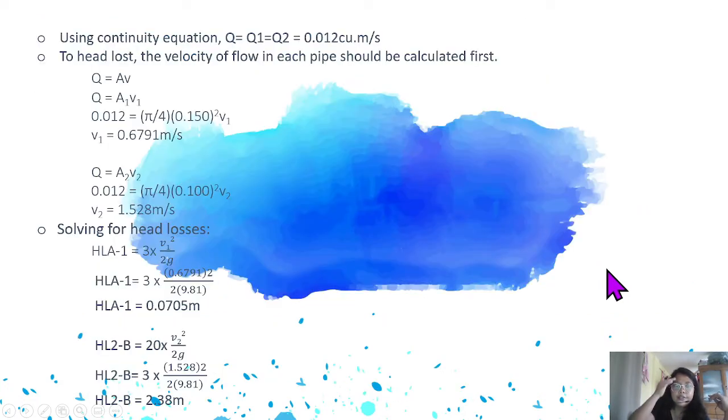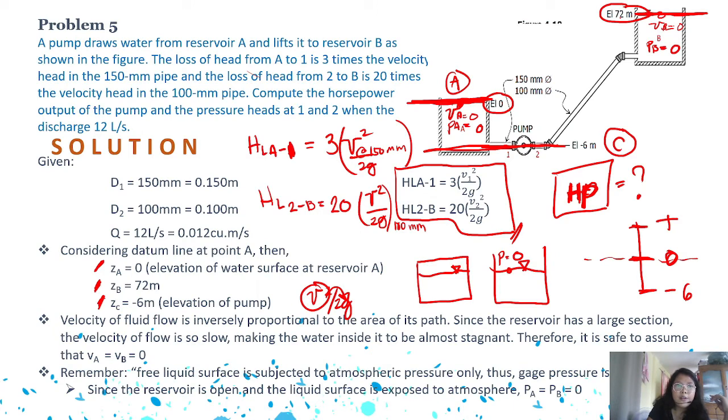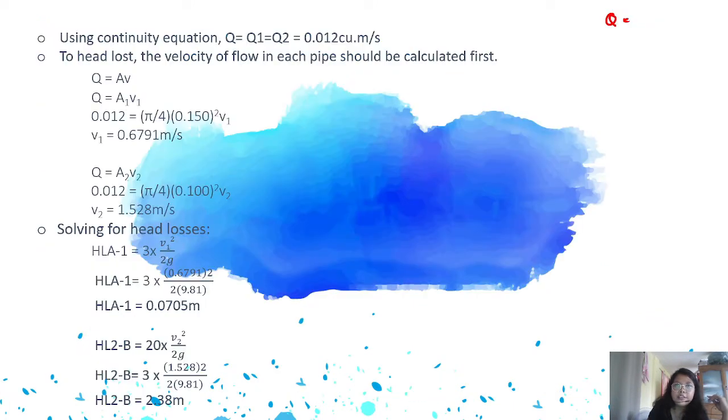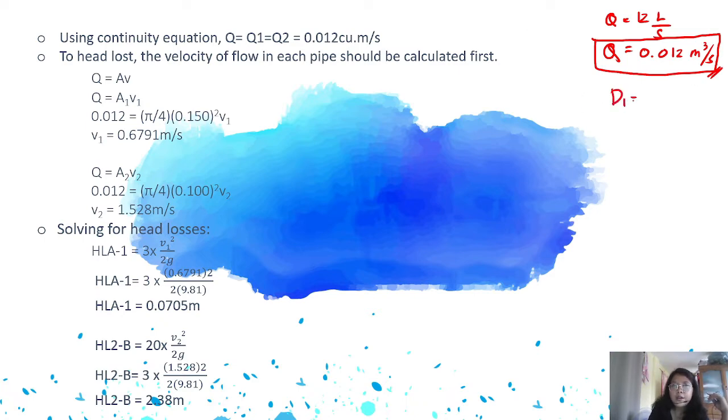Next. I'll write the given on the right. The discharge is 12 liters per second, which is also equal to 0.012 cubic meter per second, so you won't have to ask where it came from. Q is 0.012. Then diameter 1 is 150 mm, and diameter 2 is 100 mm.